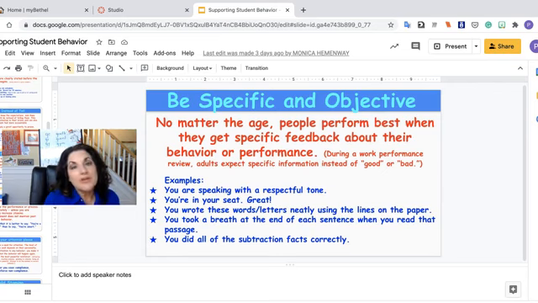So we want to make sure that we're giving our students specific and objective praise. Some examples would be like, you're speaking in a respectful tone. You're in your seat. Great. You wrote these words neatly and used the lines on the paper. Anything that is specific is actually more powerful. So keep that in mind.